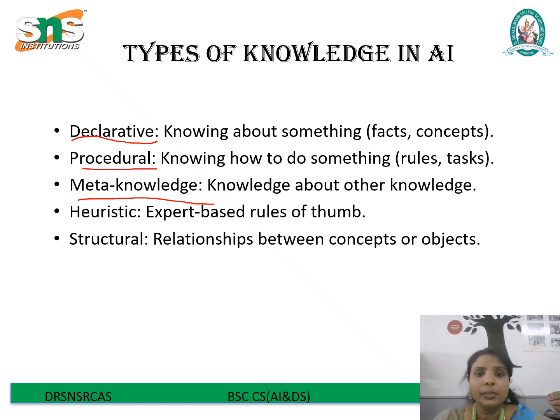Next one is heuristic knowledge. It is expert-based rules of thumb. It might be applied, for example, to suggest a possible condition based on symptoms. Finally, there is structural knowledge. Structural knowledge deals with understanding the relationships between various concepts or objects.